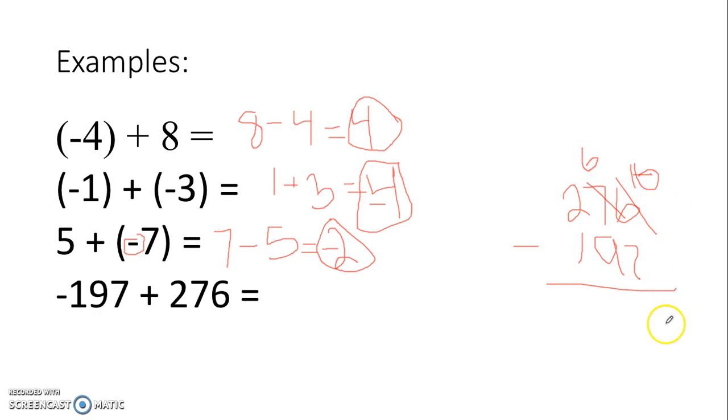16 minus 7 is 9. 6 minus 9, we can't do that, so we have to borrow. 16 minus 9 is 7. And 1 minus 1 is 0. So the answer is 79. Take the absolute value, so 197 versus 276. Which one's bigger? 276. So our answer is 79.